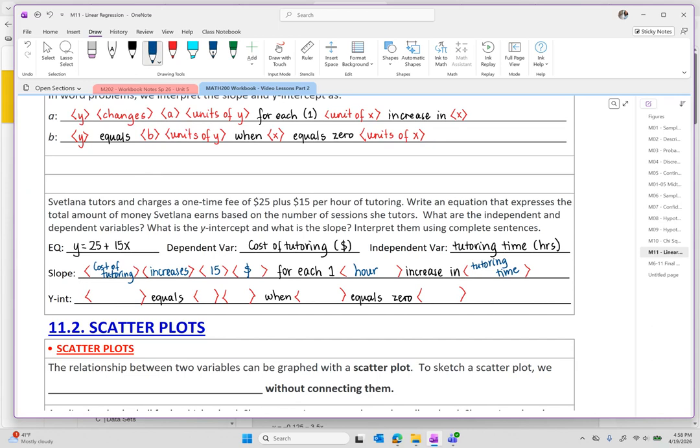The y is the cost of tutoring. The cost of tutoring equals the y-intercept, which is the value 25. The units of y are dollars. When x, tutoring time, equals 0 and the units are hours. So this will say that the cost of tutoring is $25 when we have had 0 tutoring time, 0 hours of tutoring time.